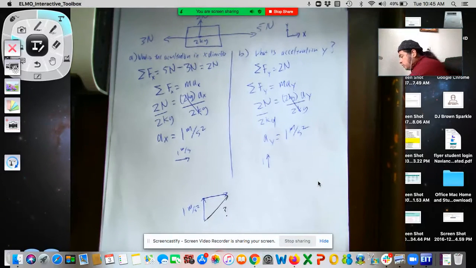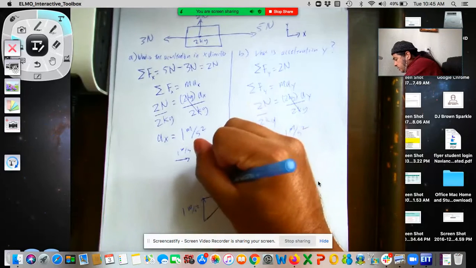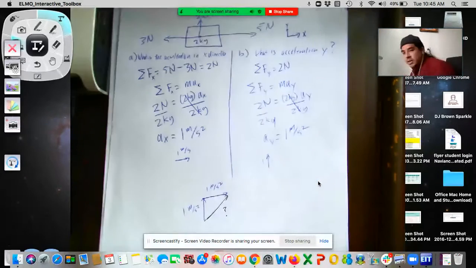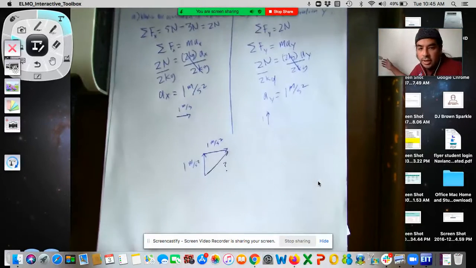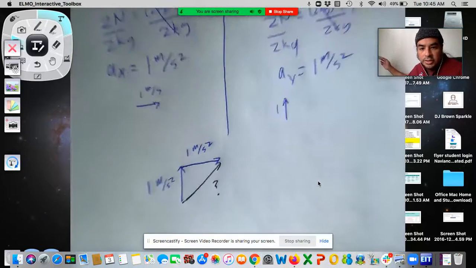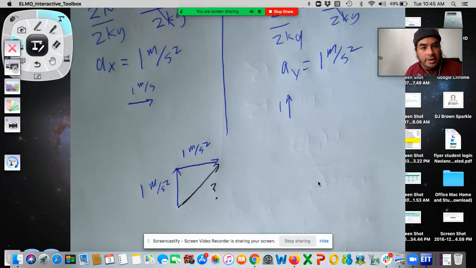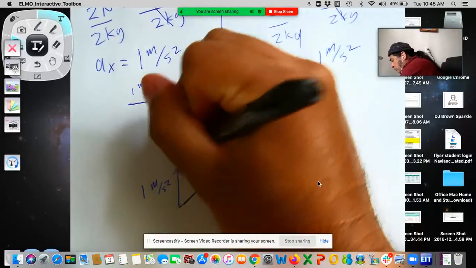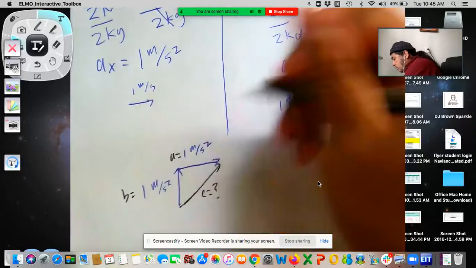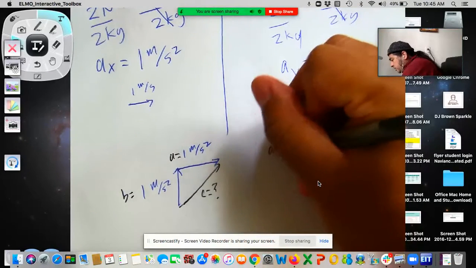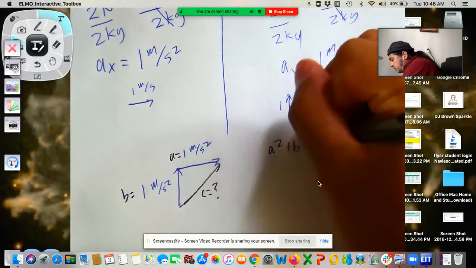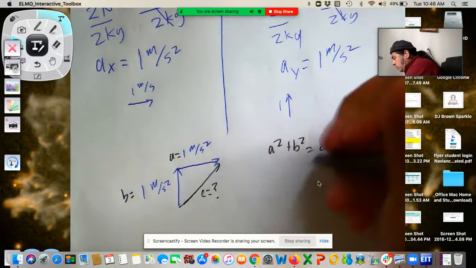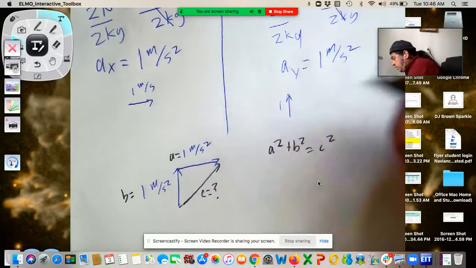So we know that this is 1 meter per second squared. We're looking for this unknown here. And to do that, you should realize that what we have here is kind of like a Pythagorean theorem situation. And so what we're going to be looking for is c. We'll call one a and we'll call one b. And so we set a squared plus b squared is equal to c squared, which are nice numbers, fortunately enough.